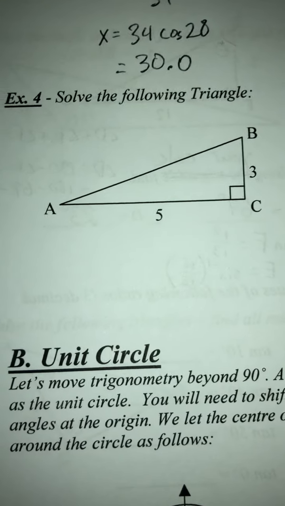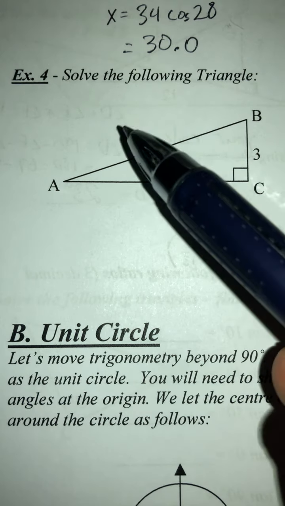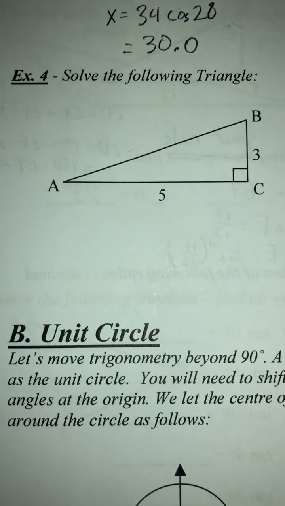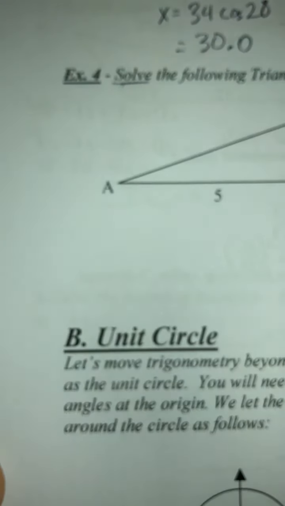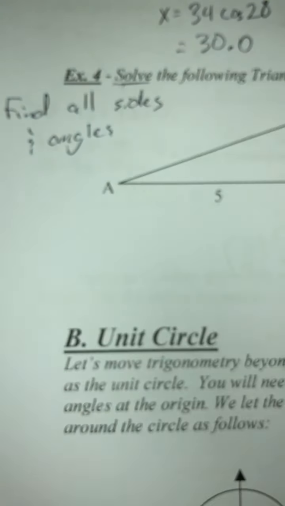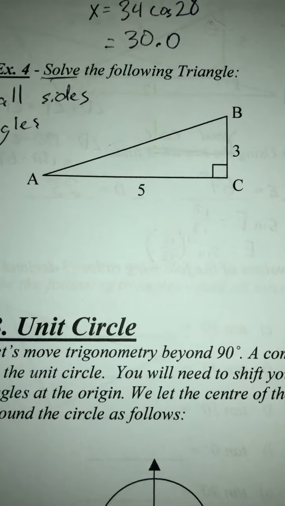Let's try this. Solve the following triangle. We want to get this other side here and all the angles. That's what this means. Anytime you see solve, it means find all sides and angles. That's what it means by solve. It just means you need to go ahead and find absolutely everything in this.